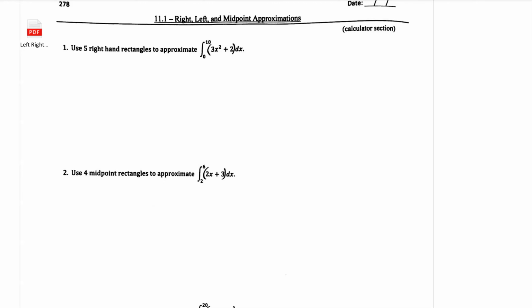All right, so this video will be an introduction to Riemann sums, which, for us, are going to be four different kinds. We've got right, left, and midpoint approximations, and we also have trapezoids that we'll do in a later video. So to start this off, they've given us an example here.